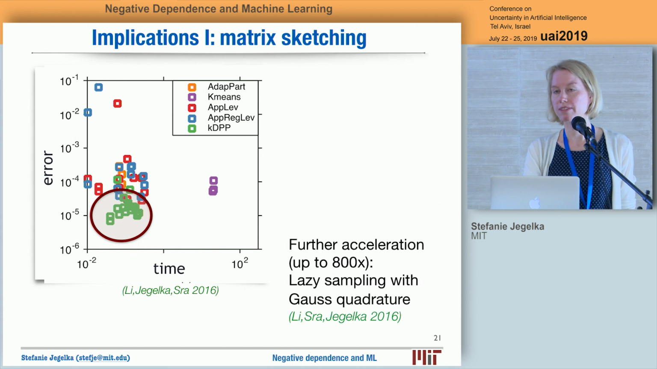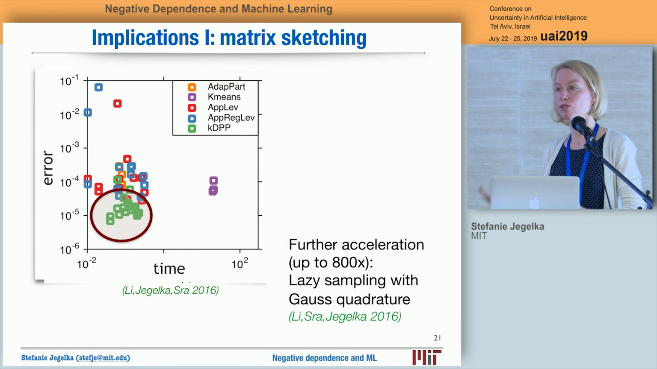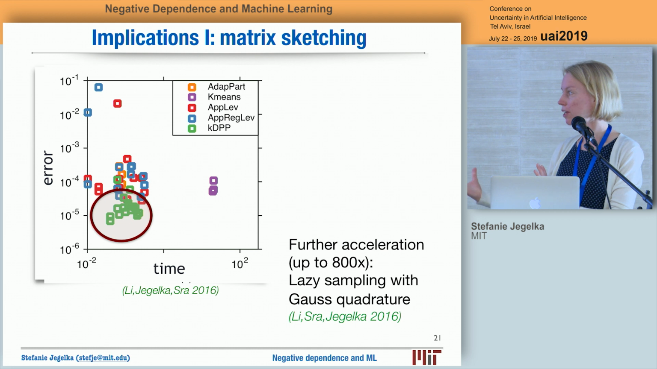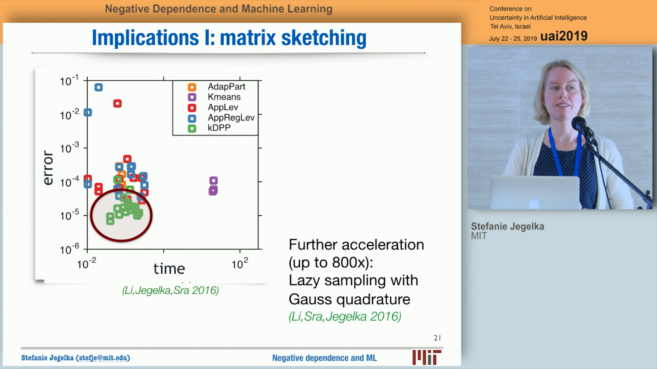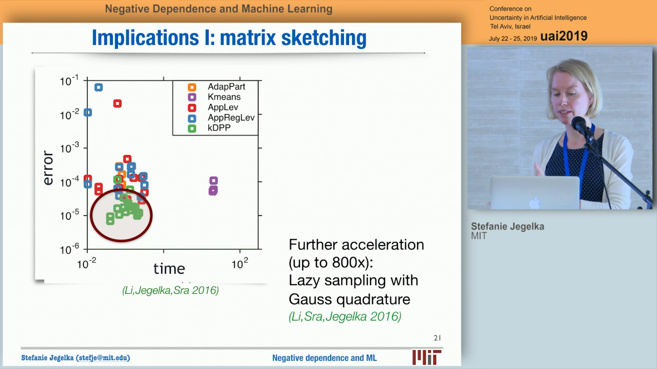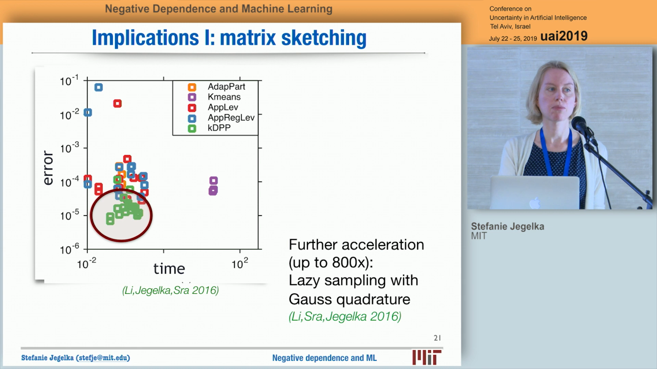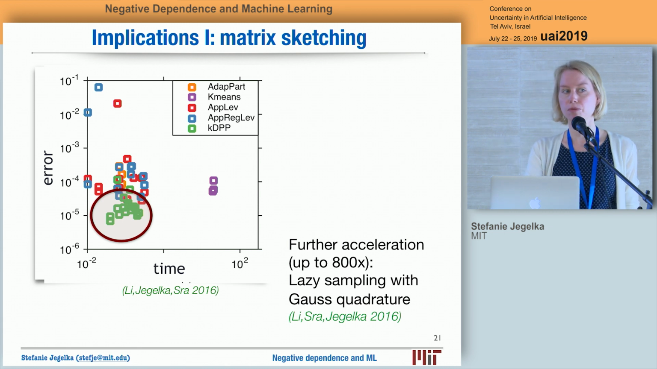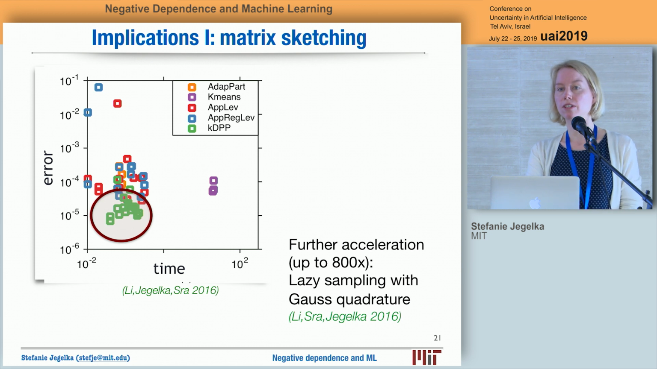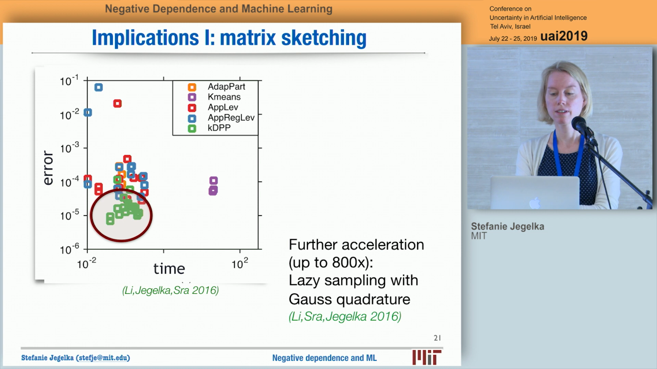This can be further accelerated by using ideas of lazy sampling and lazy computations, because you still have to compute determinants in each step. By using ideas from quadrature and basically lazy computations, it's still exact, but you can potentially save a lot of computation if you have sparse matrices. So this was implication number 1. We can use it for randomized algorithms for sketching.